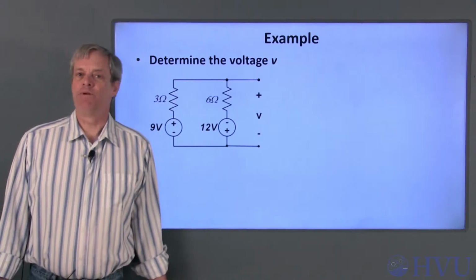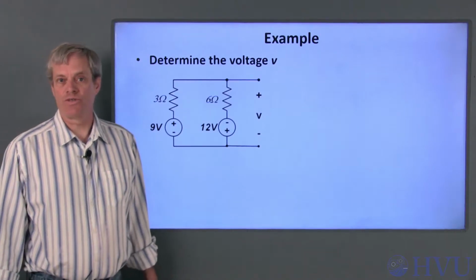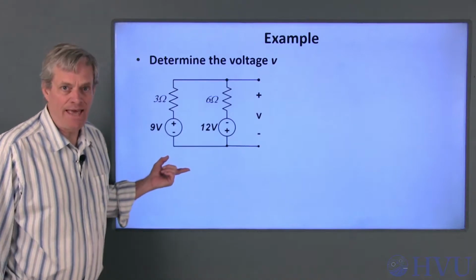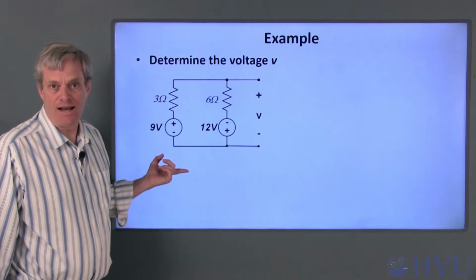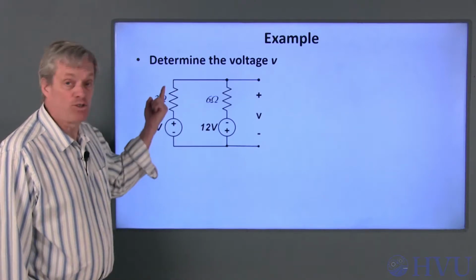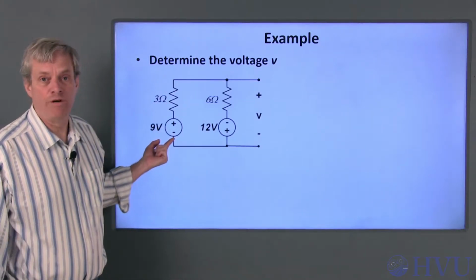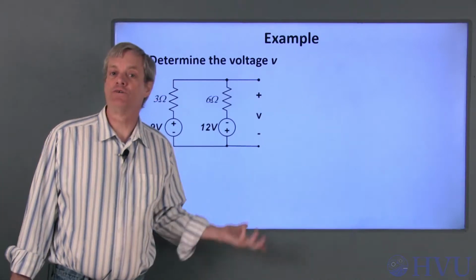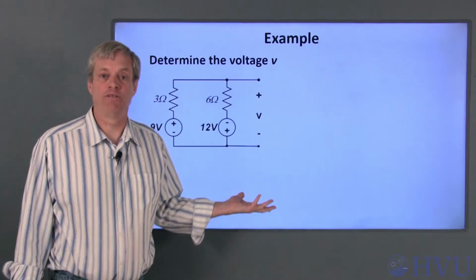Now let's do an example of a circuit analysis using source transformation techniques. This circuit is relatively easily analyzed by either nodal or mesh analysis, but it's also amenable to source transformations. I have two voltage sources, both of which are in series with resistances. I can convert both of them to current sources in parallel with the same resistance.